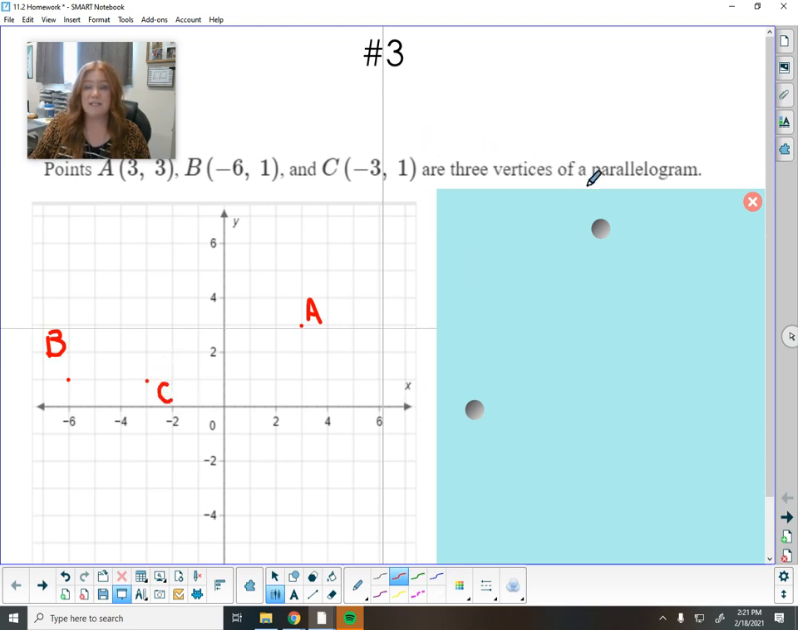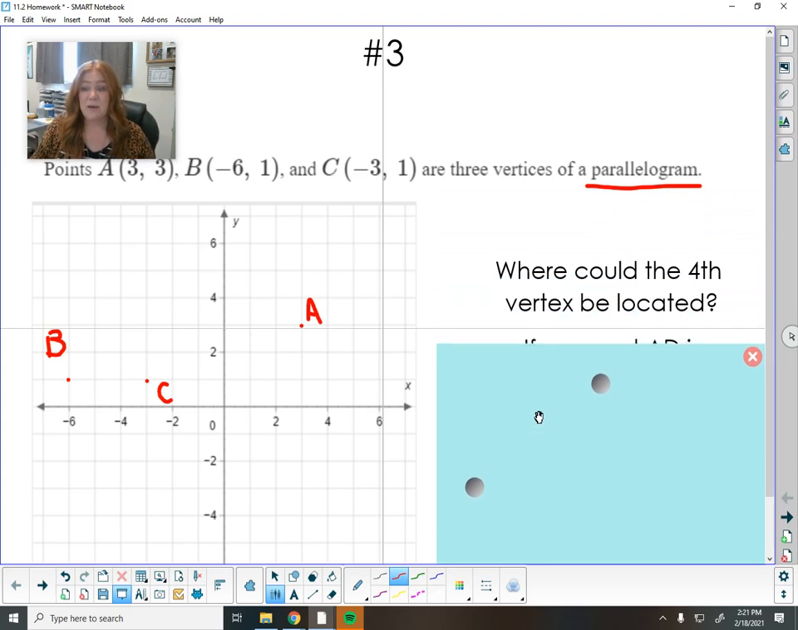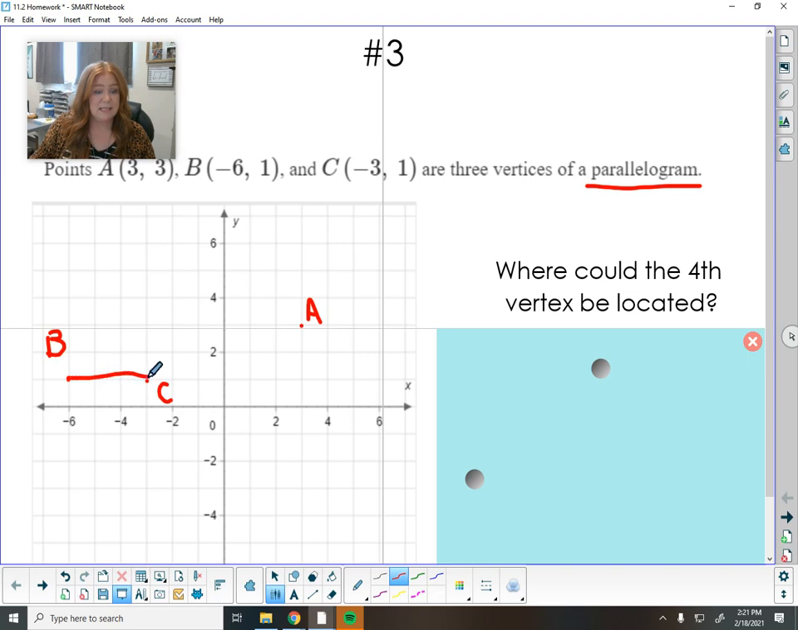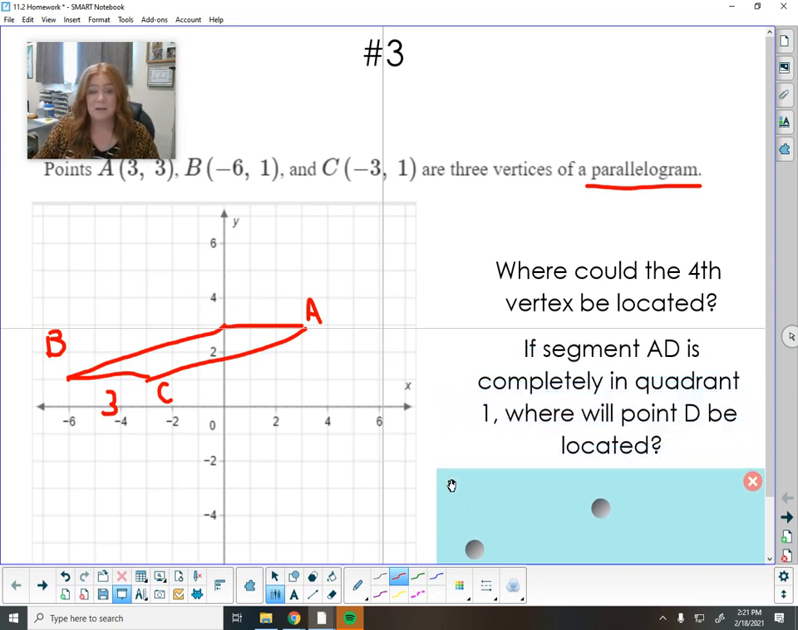So these are 3 of the vertices of a parallelogram. Parallelograms have 4 sides, so we need 4 vertices. So we need to figure out where the 4th one could be located. I'm noticing that to get from B to C, that was not a straight line, but 1, 2 takes 3 units. That means to get from A to D, it also needs to take 3 units. So 1, 2, 3 will make that the same. So I can connect B and D. I can connect A and C here. So there's one way I could make that parallelogram.